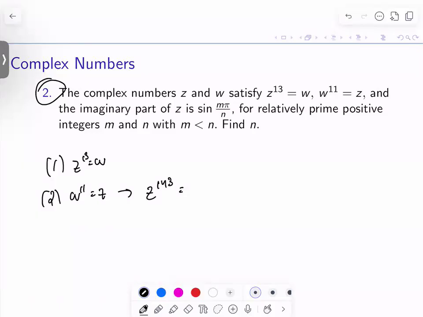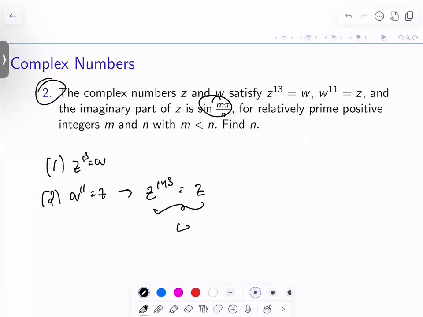is equal to z. And then we know that z is not equal to 0 because it says that the imaginary part of z is this expression, and m and n are relatively prime positive integers, so it has some non-zero imaginary part. So we know for certainty that z is not equal to 0, thus we can divide by z on both sides of this equation. That's an important part if we're dividing by z or x: we have to verify that the variable cannot be equal to 0.